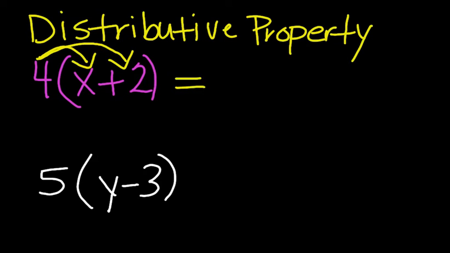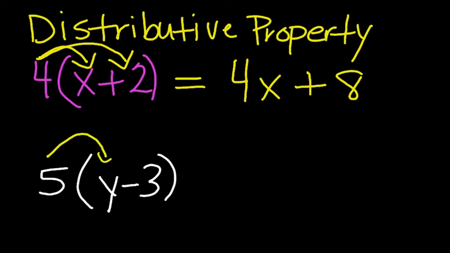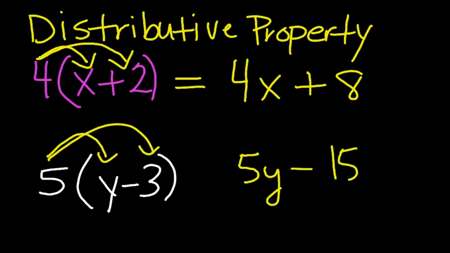So, to distribute, 4 times x is 4x, and 4 times 2 is 8. So 4x, the plus sign gets written down, 8. Okay, the second one, 5 times y is 5y, and 5 times 3 is 15, and this one has a minus sign. That is how you distribute. See how it's more simple?